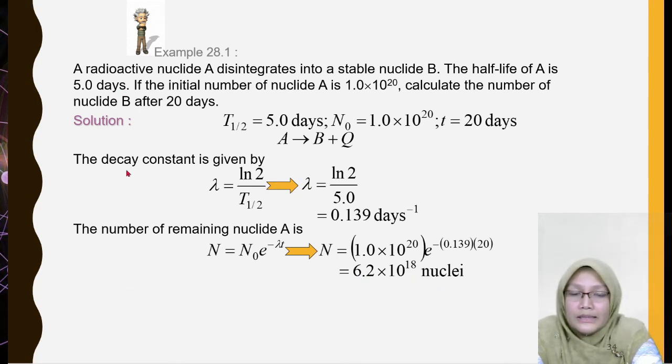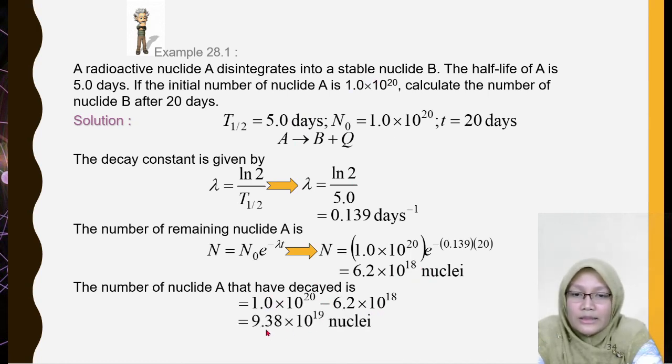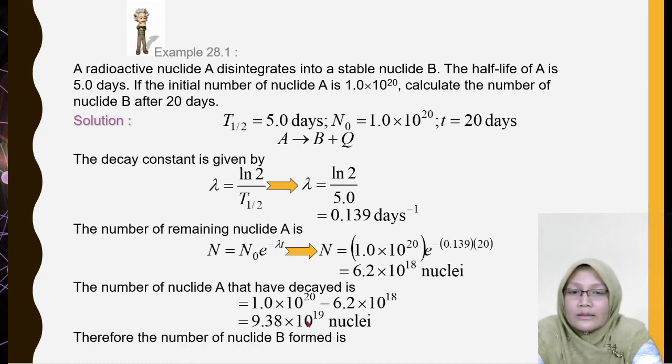Okay, berapa yang B ni? Okay, the number of nuclide A that has decayed is sama juga dengan yang asal ni N0, 1 darab 10 kuasa 20, tolak A yang tinggal 6.2 darab 10 kuasa 18. So yang decay, yang mereput, adalah 9.38 darab 10 kuasa 19 nuclei. Okay, ni yang mereput. Therefore the number of nuclide B formed, dia mereput kepada B, dia disintegrate kepada B. So B kita sama juga 9.38 darab 10 kuasa 19 nuclei.